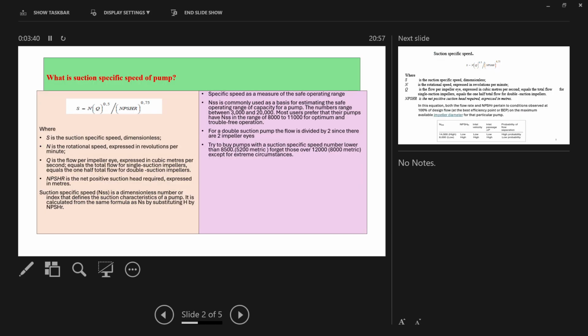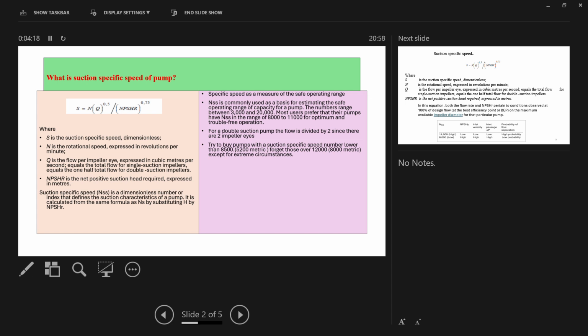What is suction specific speed? Suction specific speed has a similar formula: NSS is equal to N into Q to the power 0.5 over NPSH R to the power 0.75. NPSH R means net positive suction head required. Q is the flow per impeller eye. If it is double flow, with flow on both sides, then it will be divided by 2. N is the RPM, expressed in revolutions per minute, and suction specific speed is dimensionless.